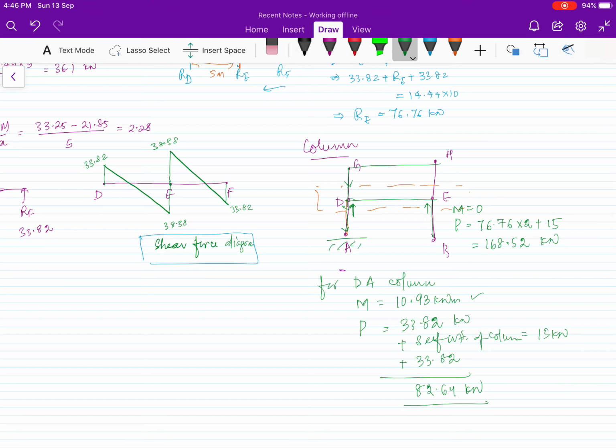After this we are going to analyze the same frame for the lateral load. Then we'll go for the design, because we have to add the vertical load as well as the lateral load forces for the design. So hope this video is helpful for you.